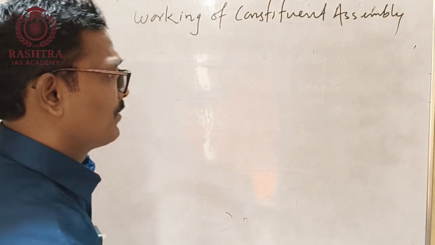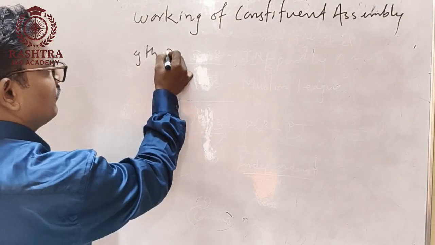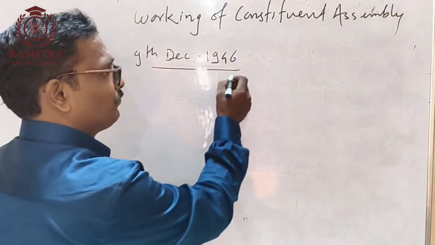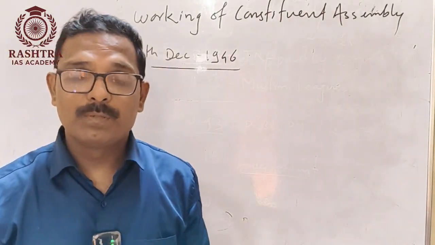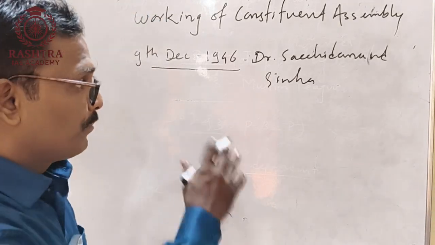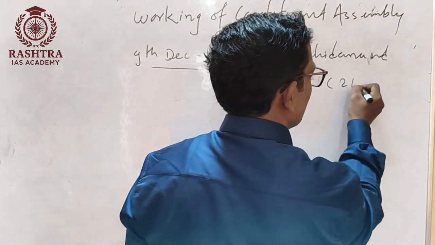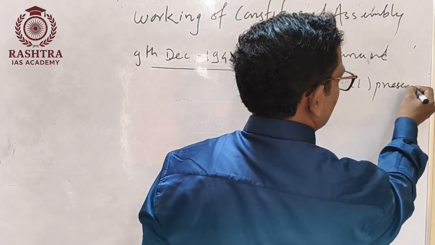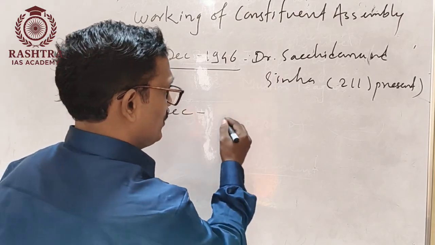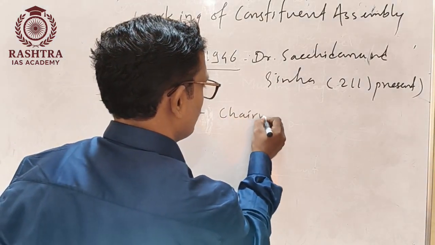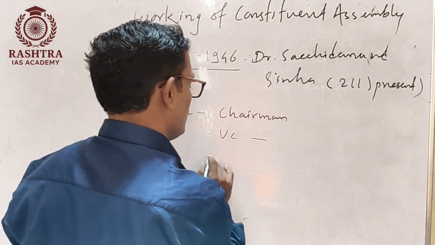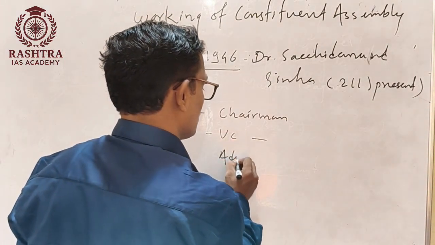The first meeting after the election was announced in August. The meeting was organized on 9 December 1946. By tradition, in the first meeting a temporary president of the Constituent Assembly is chosen. For this meeting, only 211 members were present. With their presence, a new chairman, vice chairman and advisor of the Constituent Assembly were announced.